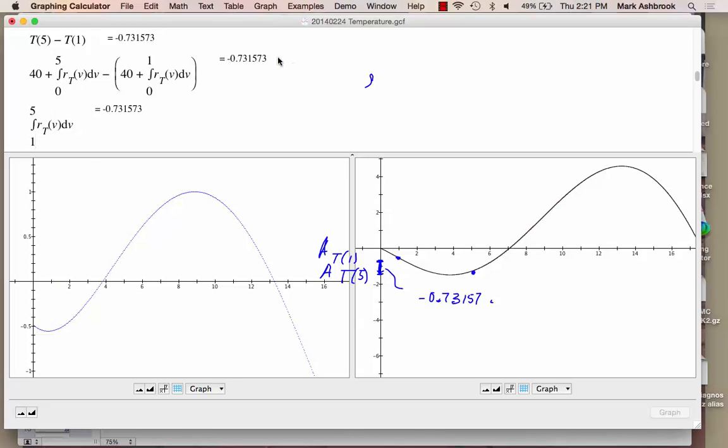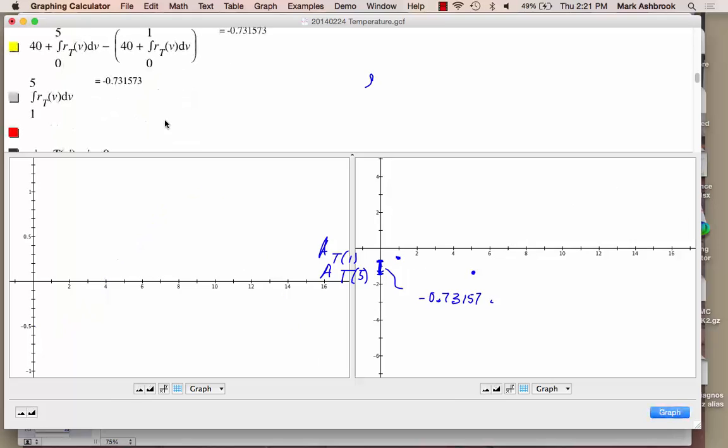So let's show it again. I come here and I'll do A sub T of 5 minus... look, same thing, because it's just based on the changes, starting at 1, ending at 5. It doesn't matter if it's the temperature function or the accumulation function. I got the same change again. Okay, does that make sense?